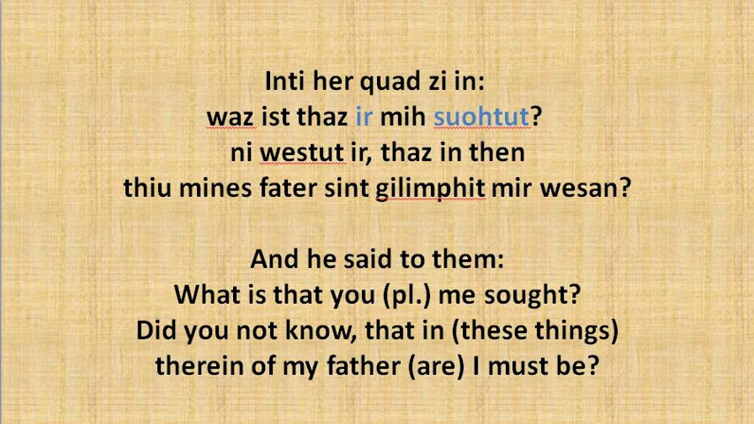So just for the grammar, this verb here, gelimpfit, is in the present third person singular, and it takes the dative, that's the nature of some impersonal verbs. They take the dative. We got wesson here, and wesson means to be.